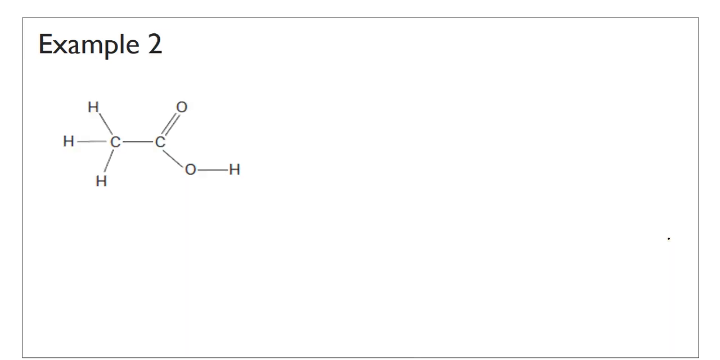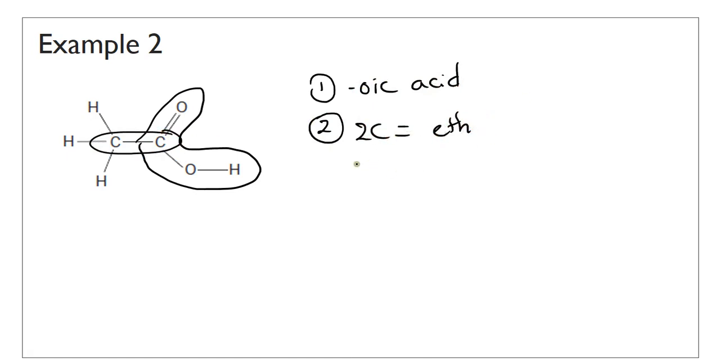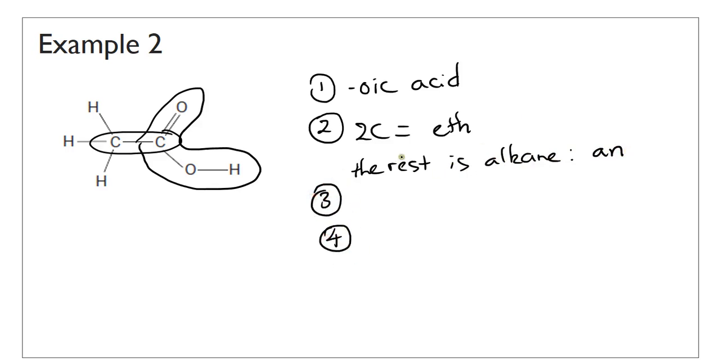Example 2, let's try that again. So once again, suffix, the functional group is carboxyl, so oic acid. Longest carbon chain, 2 carbons, so eth. And the rest of the molecule is alkane, so AN, so eth-an. There is no branching.